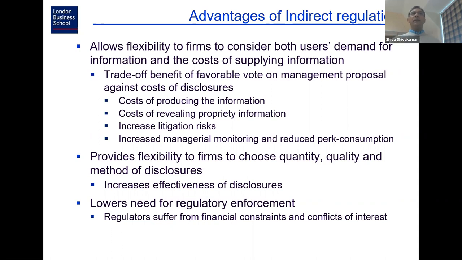Lastly, this indirect regulatory approach also doesn't need too much intervention from the regulators, because at the end of it, the shareholders are getting the benefits. The shareholders are going to be the ones who will have the maximum incentives to make sure that the firm gives them all the needed information. And if the firm doesn't provide that information, the investors can directly take such companies to court to force them to provide more information. So the enforcement can happen through the investors themselves, and there is lesser need for the regulators to get involved in the enforcement of the disclosures that are provided.